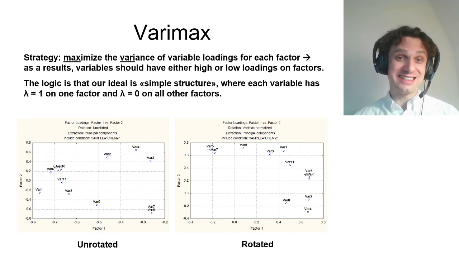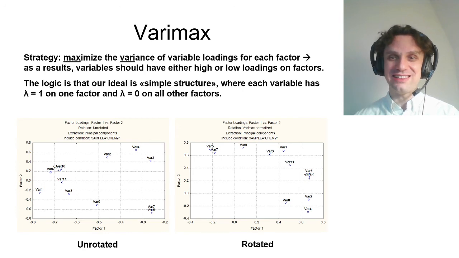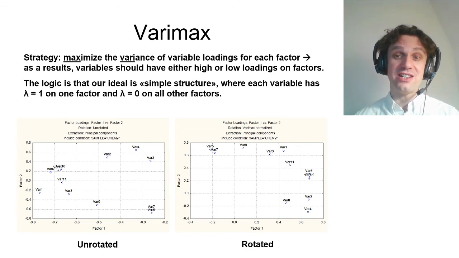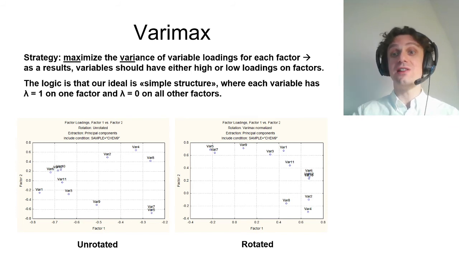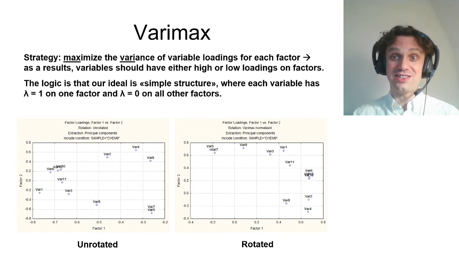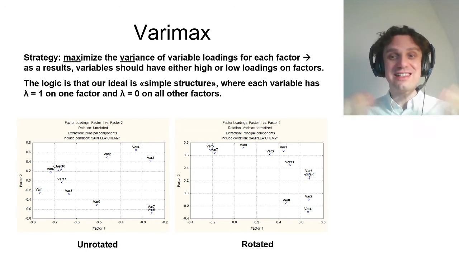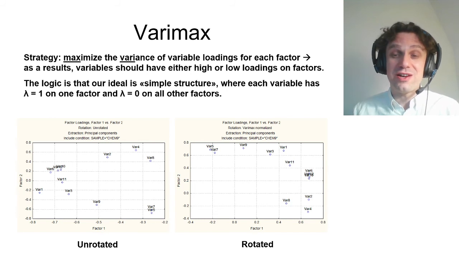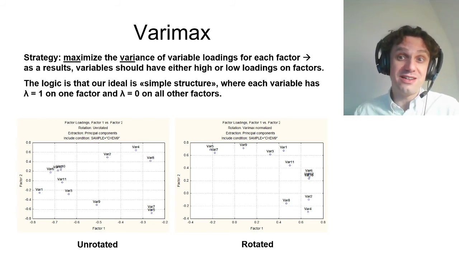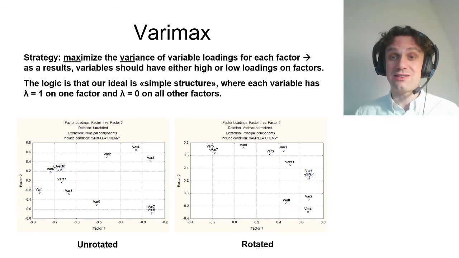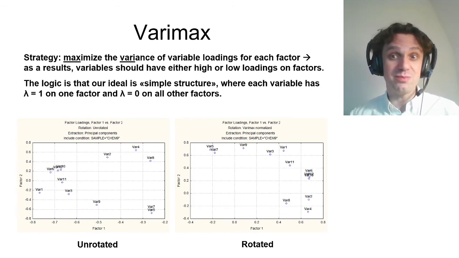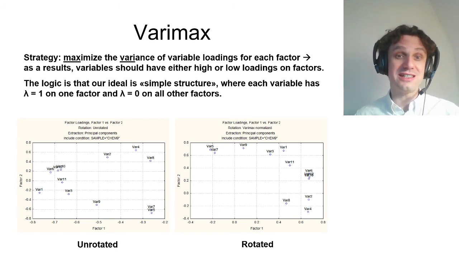Why is it called Varimax? Because it tries to maximize the variance of loadings of our variables for each factor. As a result, for each dimension, the variables should have either very high or very low loadings. And so we can arrive at our ideal, a simple structure where each variable is only related to one factor and is related to the minimum extent to the other factors. So it is based on this assumption that we should get this simple structure that Varimax performs its rotation.